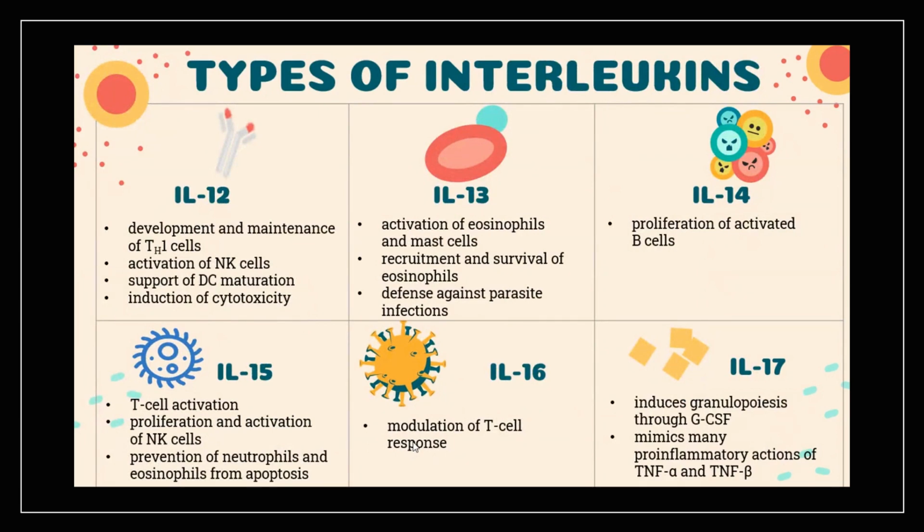Next is interleukin 12, which has the following functions: development and maintenance of type 1 helper T cells, activation of NK cells, support of dendritic cell maturation, and induction of cytotoxicity. They originate from the bone marrow stroma, with B cells, macrophages, and T cells, and they target T cells and NK cells.